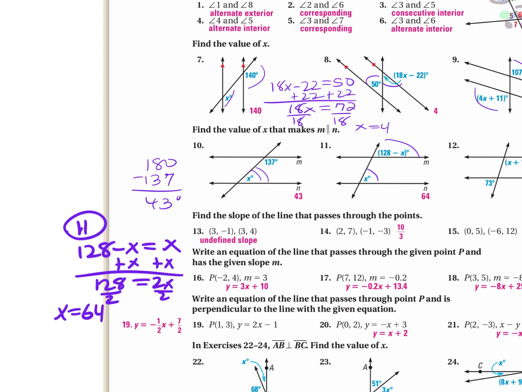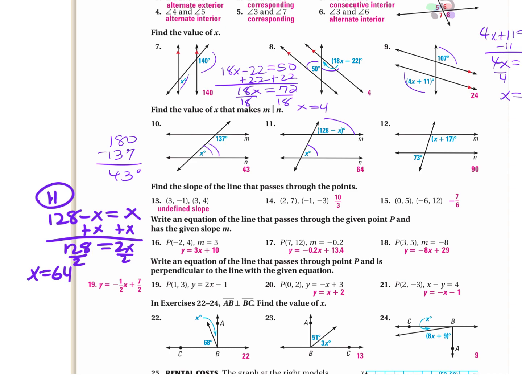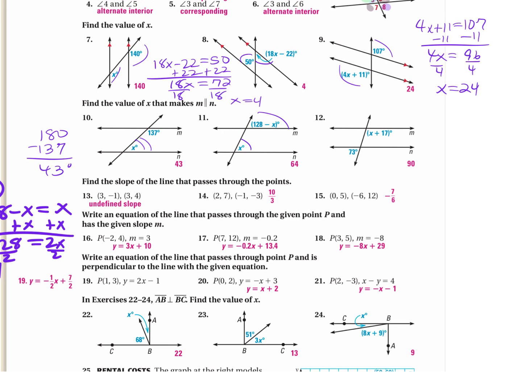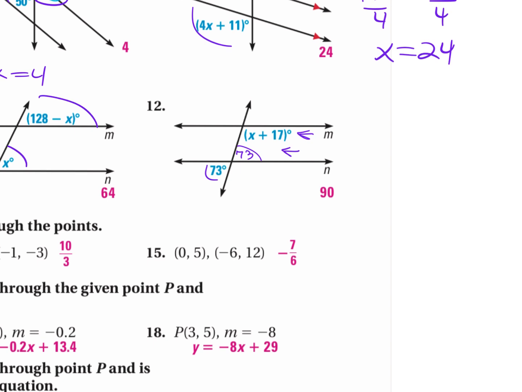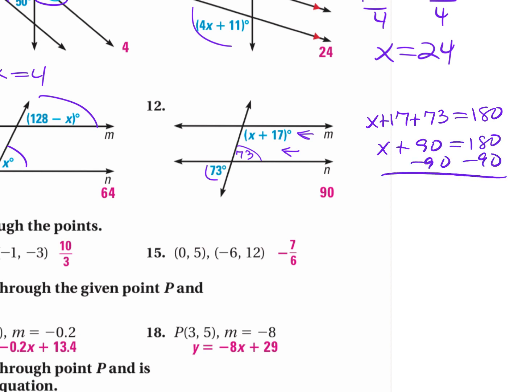For number 12, these are not special angle pairs. They're actually supplements. But what I could have done on number 12 is recognize that these two guys are vertical. And then now these two are supplements because they're consecutive interior. So what I'm going to do is add X plus 17 plus 73 and set it equal to 180. X plus, add 17 and 73, and I get 90. Subtract 90 from both sides, and X equals 90.